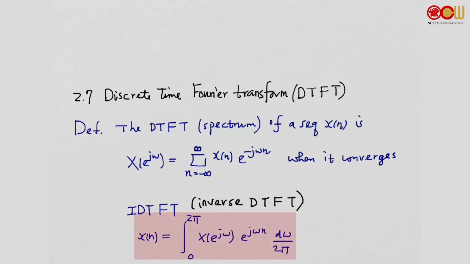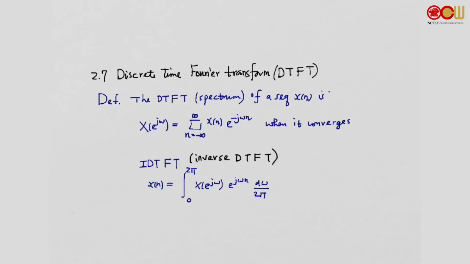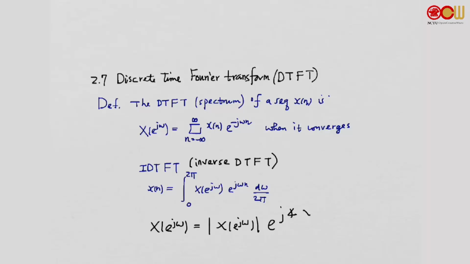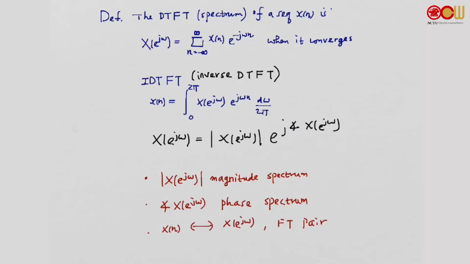We have the spectrum here times e^{jωn}, dω over 2π, integrated over a 2π period. Like the frequency response, the spectrum of a sequence is a complex number for each ω, and we can express it in polar form, magnitude and phase. The magnitude part is called the magnitude spectrum, and the phase is called the phase spectrum.